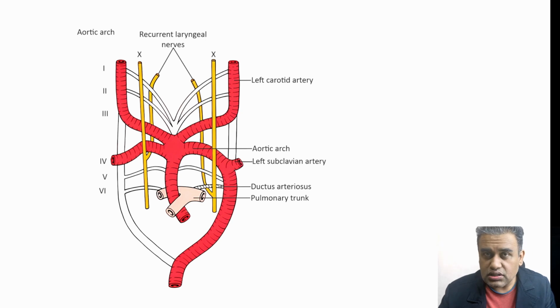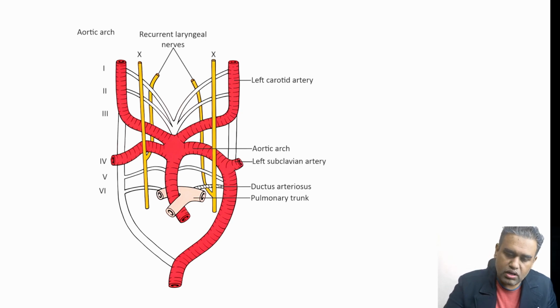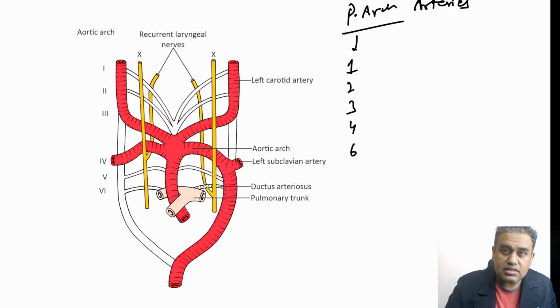Now, the ductus arteriosus, or the important arteries coming out from the heart, are basically parts of the pharyngeal arch arteries, right? How many pharyngeal arches are there? Try to tell. There is the first arch, second arch, third arch, fourth arch, and sixth arch. And therefore, there are arteries of each arch.